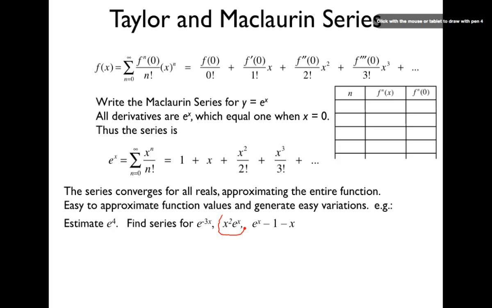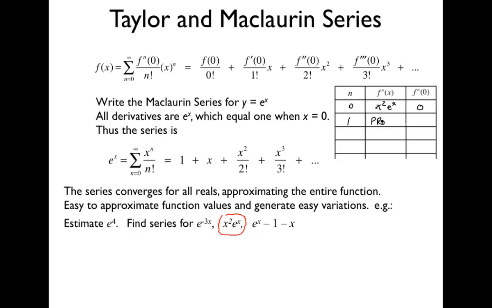Say I wanted to do the Maclaurin series for x squared times e to the x. Let's think about what that would look like up here. My original function would be x squared e to the x. At n equals 0, it would simply be 0. N equals 1. Now what do I have to do? Take the derivative of x squared e to the x. What's that? 2x times e to the x, right? No. What is it?